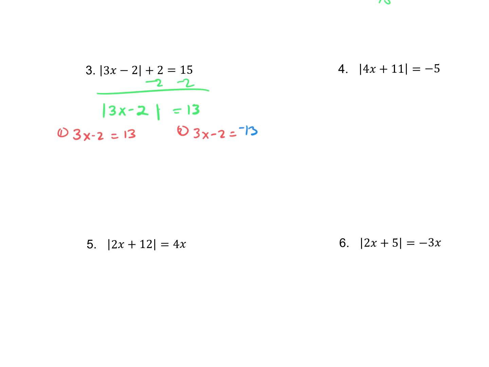I'm going to pause here. You solve it and see what you get. Okay, so now that you've solved for x, you should get x equals a positive 5 and x equals negative 11 over 5. And that is correct. Let me rewrite this.